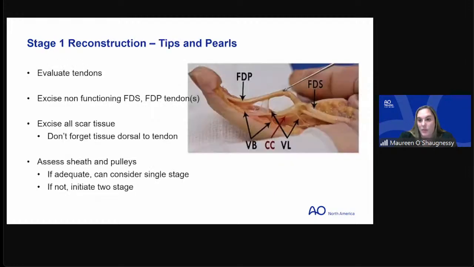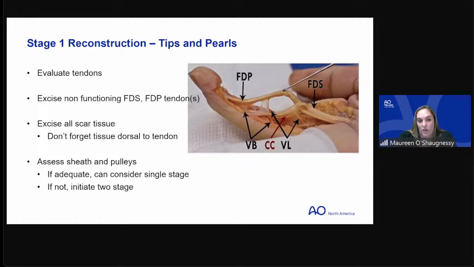So just a few tips and pearls as we go through this, because I imagine there are a lot of practicing surgeons on the call, just some really practical things to think about. In the stage 1 reconstruction, what do you have to do? You've got to evaluate the tendons. You've got to figure out, are they cut? Are they just cut and scar tissue?